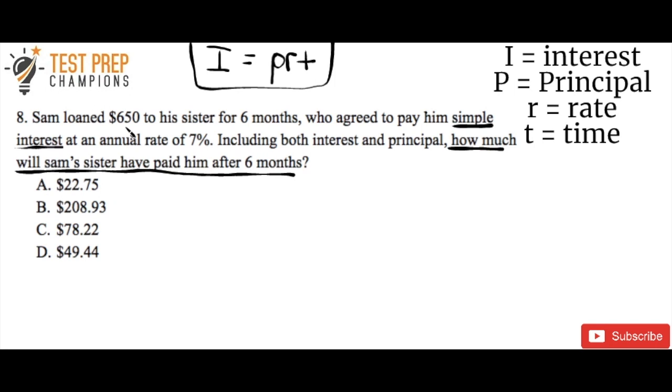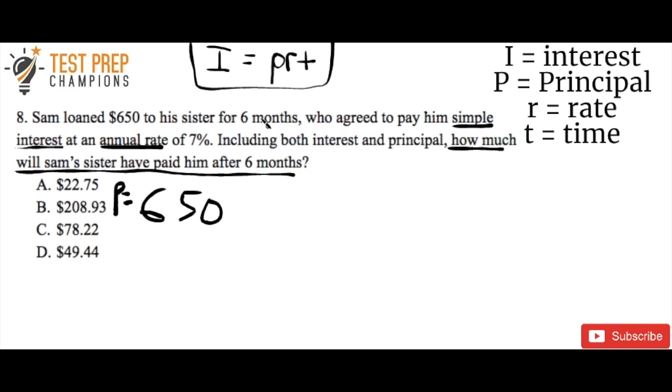Sam loaned $650 to his sister for 6 months. So the initial amount, or the amount that you're investing, is the principal here. Let's say that P is equal to 650. Then the time, it says 6 months, let's come back to that, who agreed to pay him simple interest at an annual rate of 7%. We're talking here about an annual rate, and almost every simple interest question that you're going to get is going to be dealing with annual rates.